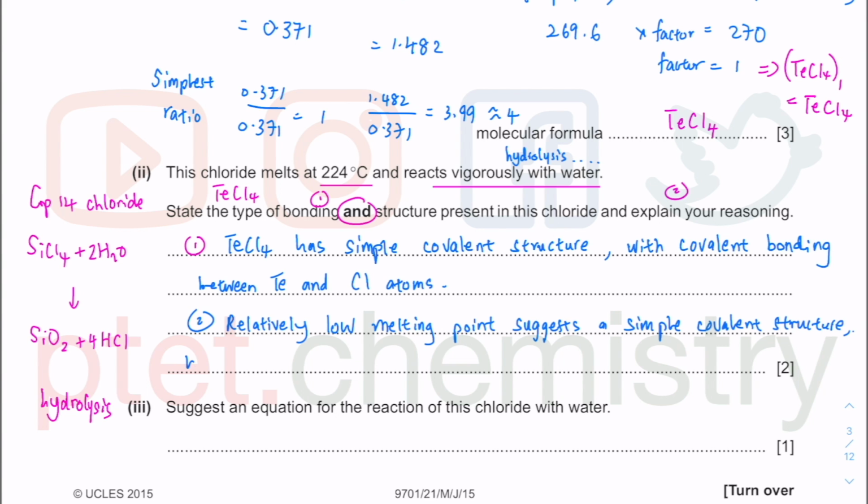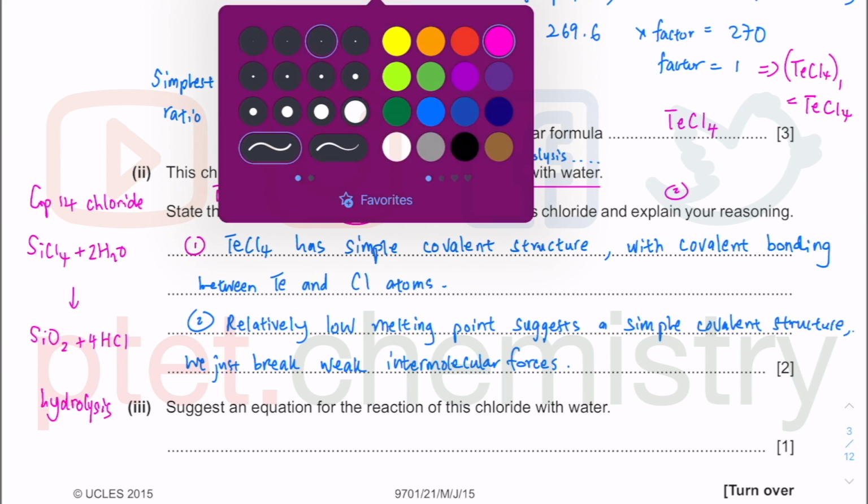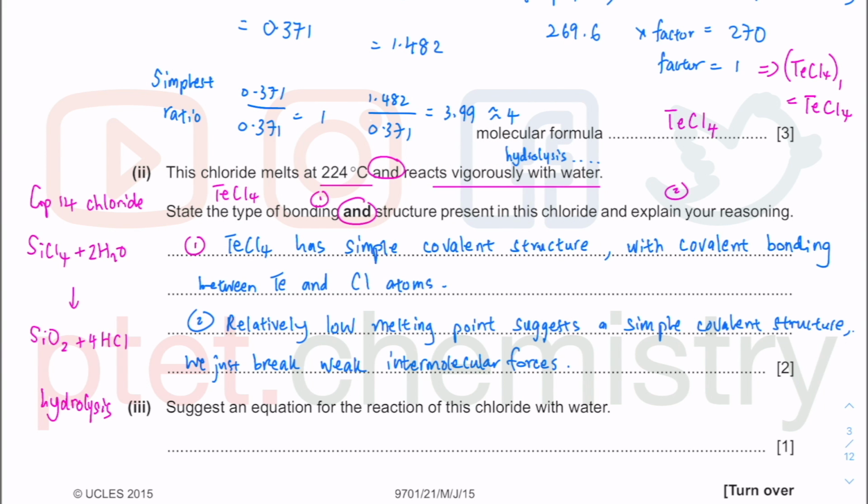We just break weak intermolecular forces between the molecules when we melt this simple covalent molecule. So intermolecular forces means between the molecules. Last but not least, I should really explain the other thing as well, because this reacts vigorously.